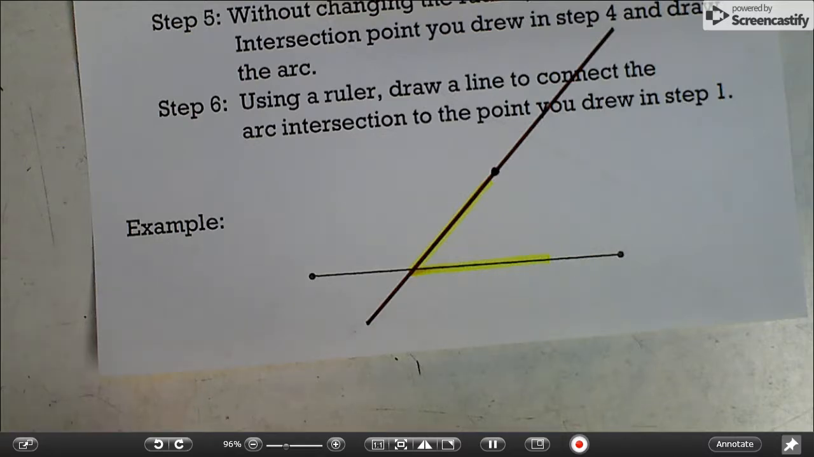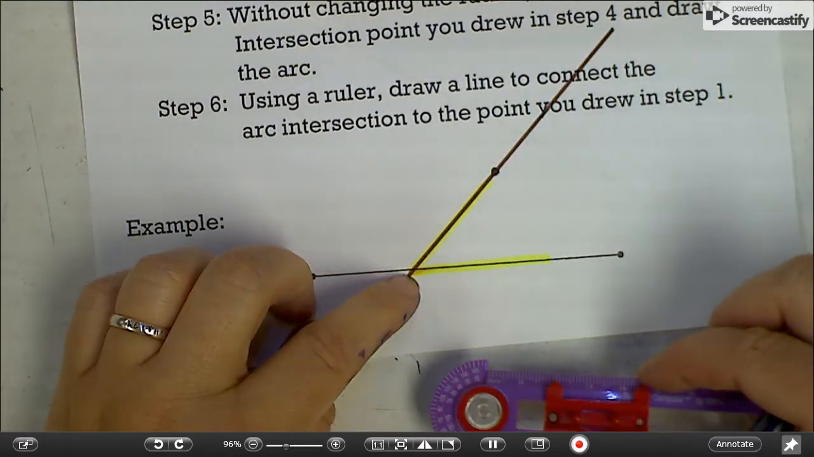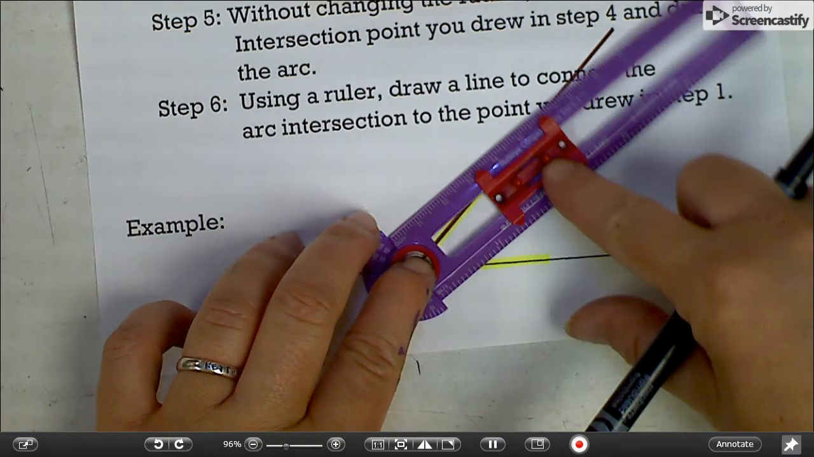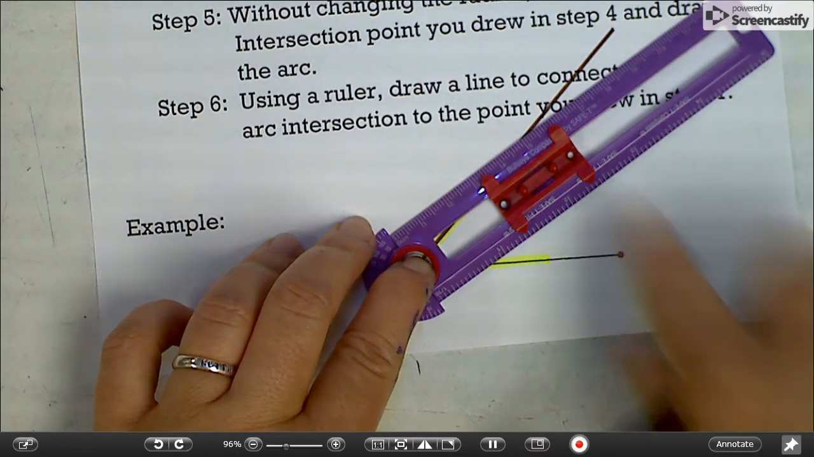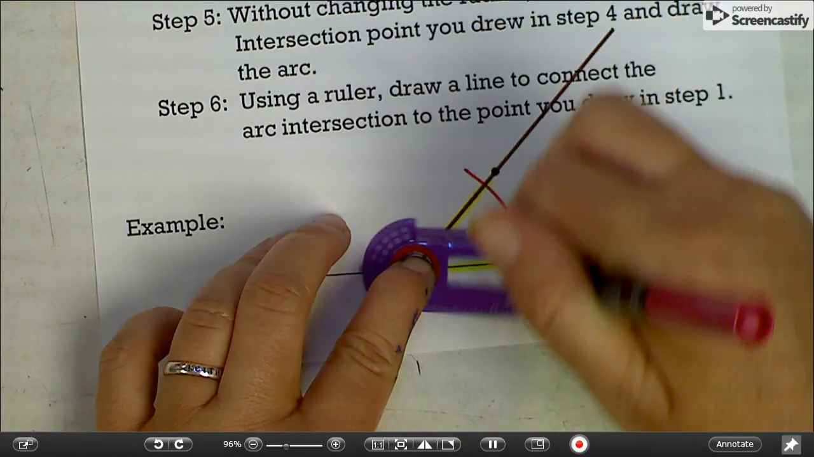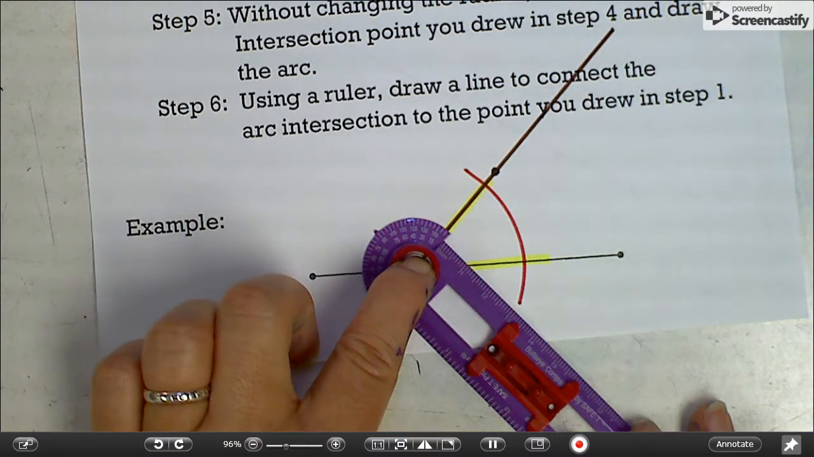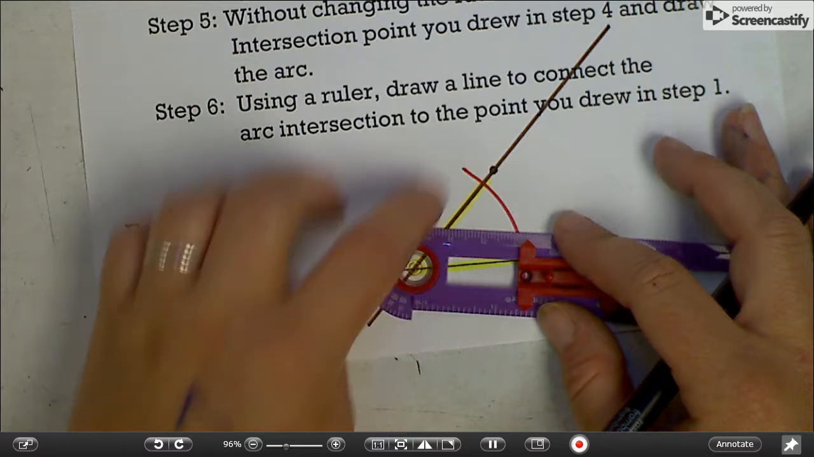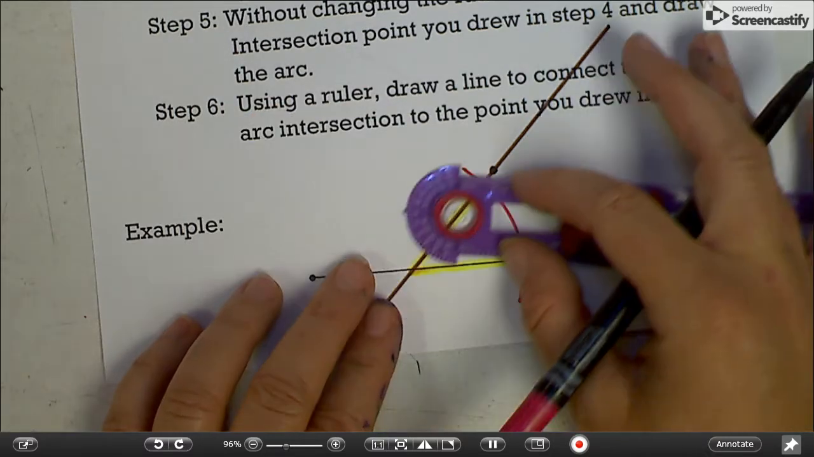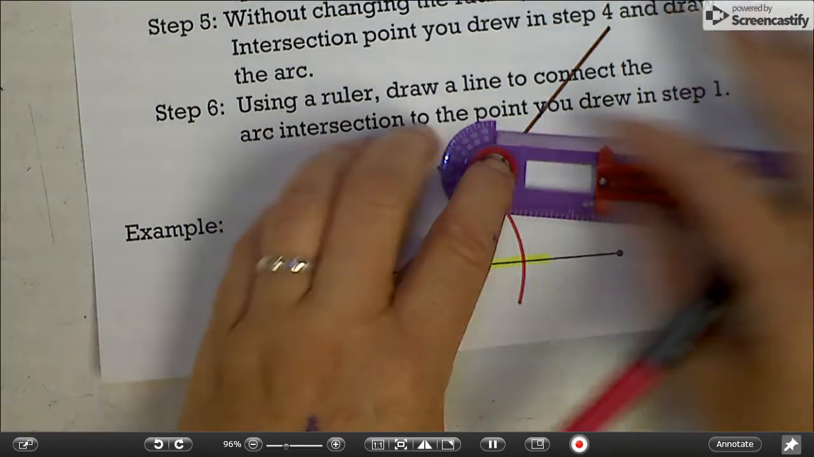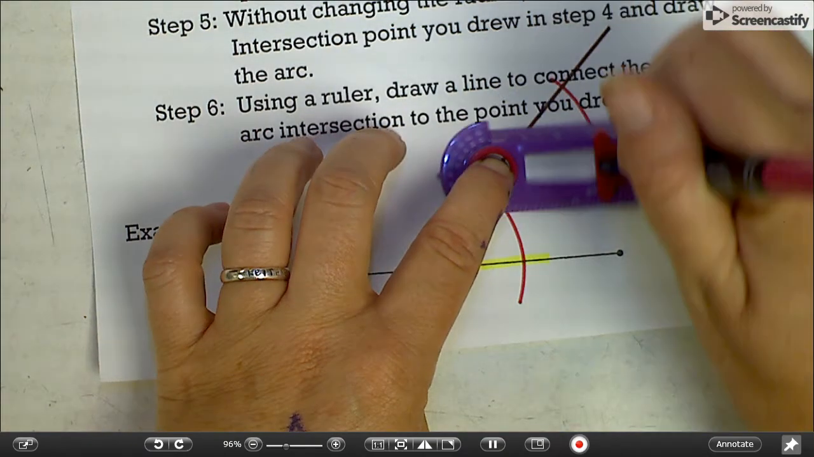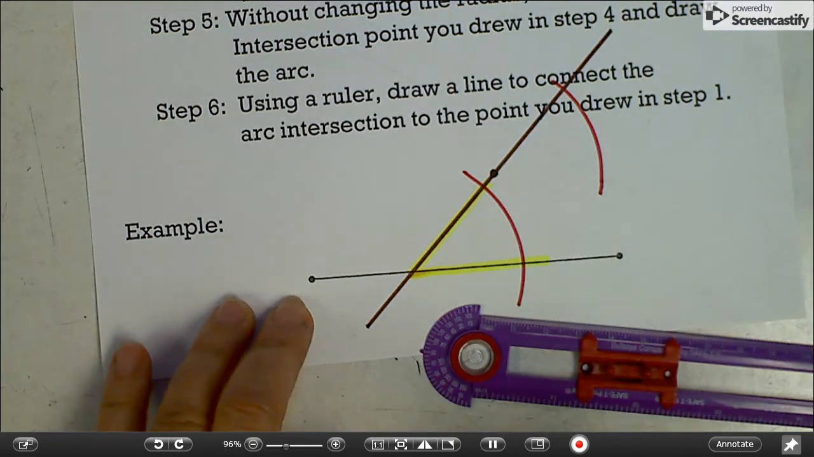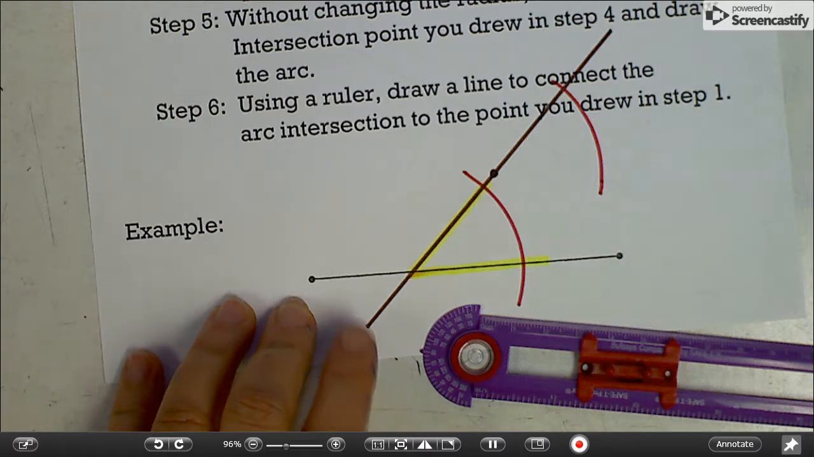So first, you're going to put the spinny part of your compass on the vertex. And you want to make an arc so that it crosses through both yellow rays. Like that. Okay, so I just made an arc, and now I'm going to slide the spinner up to the point that I drew to begin with. And I'm going to make that arc again. That's the end of step 4 on your notes.